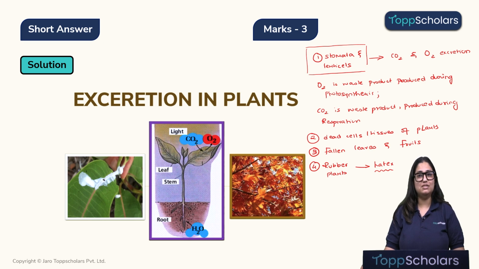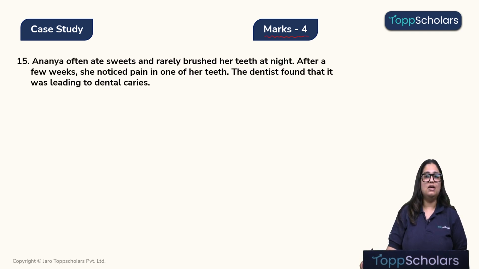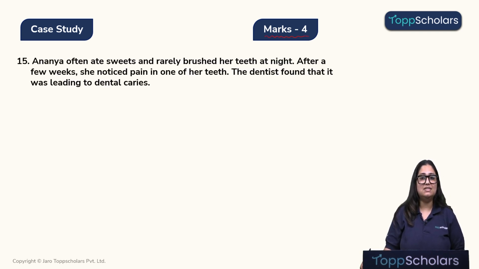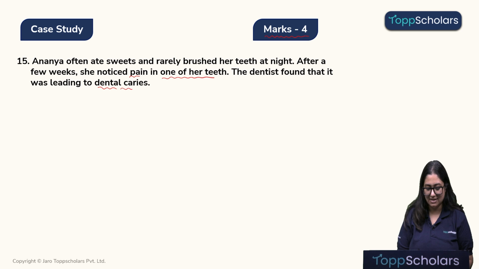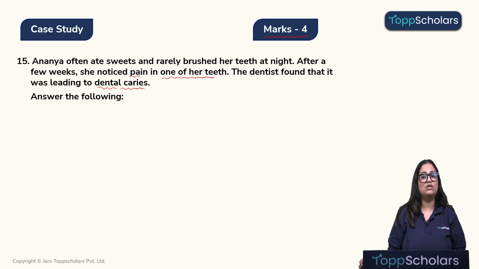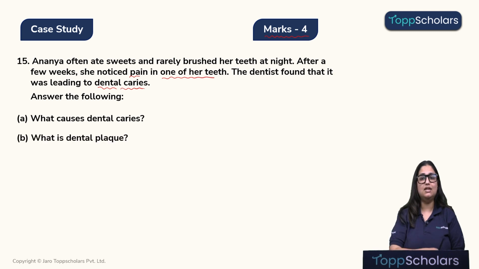Alright, now let's move to the next question. Now this is a 4-marker question, children. Ananya often ate sweets and rarely brushed her teeth at night. And after a few weeks, she noticed pain in one of her teeth. The dentist found that it was leading to dental caries. Answer the following questions. First, what causes dental caries? Second, what is a dental plaque? And third, how can Ananya prevent tooth decay?